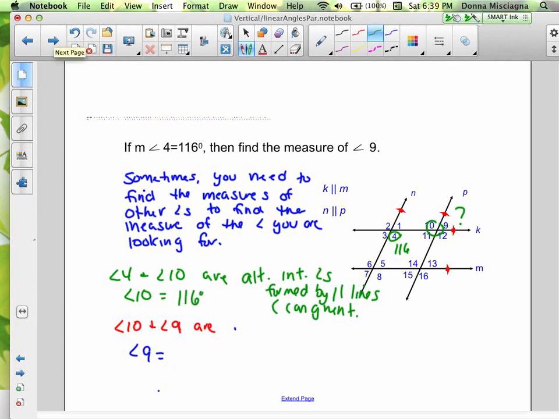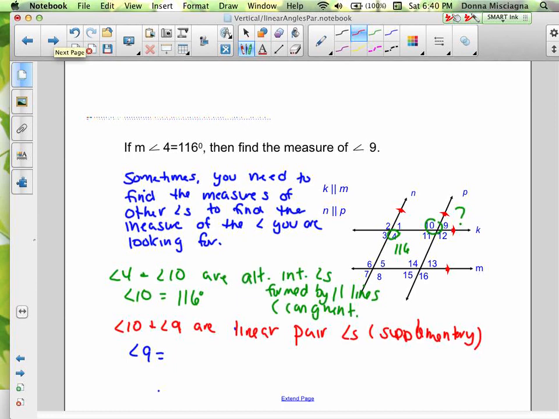Now how about angle 10 and angle 9? They have a relationship. If you notice, they're right next to one another. They're formed by intersecting lines. They're adjacent. They are a linear pair. And it doesn't matter what kind of lines we have with linear pair angles. They are always supplementary, all the time. That's why linear pair angles can't be used to prove lines parallel, because they're always supplementary.